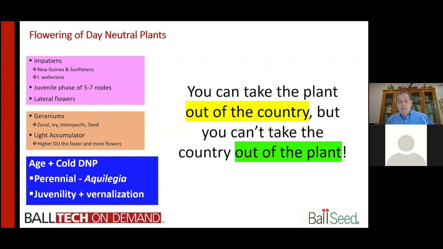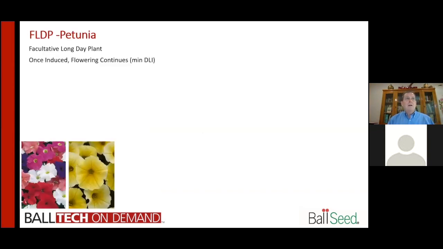Now let's change gears a little bit. Let's talk about a facultative long day plant, which we all know and love, which is petunias. Facultative long day plant, this is the model that was first done back in the 1940s, showing a lot of the phenomena that we're going to talk about.